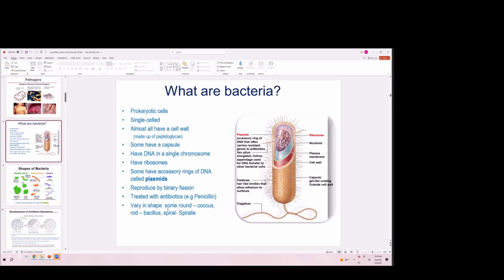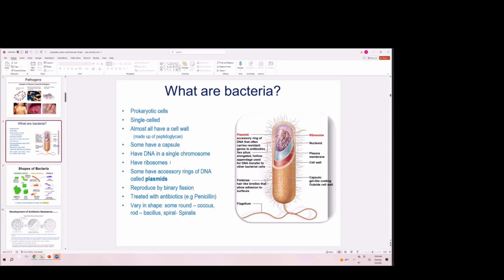In terms of shape, they have various shapes: some are round, called coccus, rod-shaped, bacillus, spiral, spiralis. And what we use to kill bacteria are antibiotics. Example, penicillin, obtained from a fungus, penicillium.